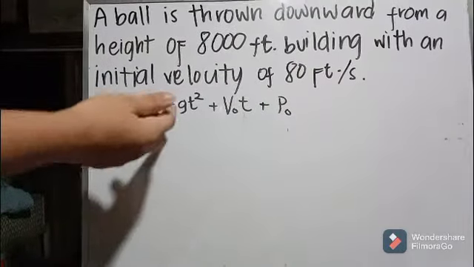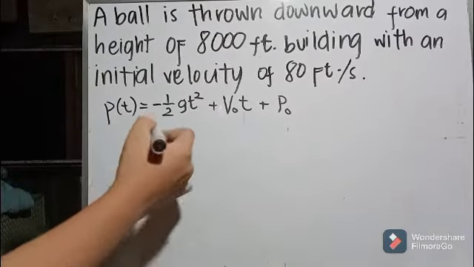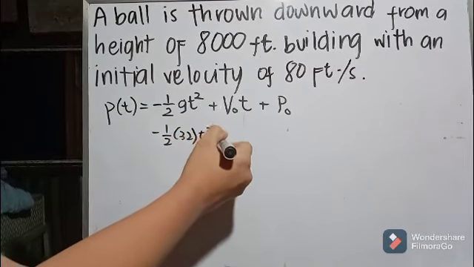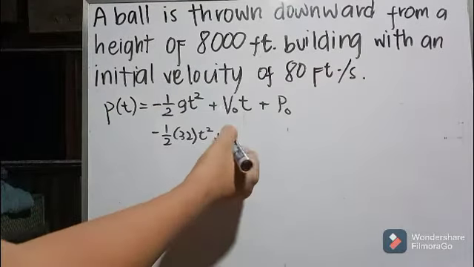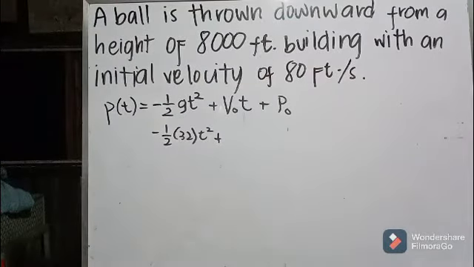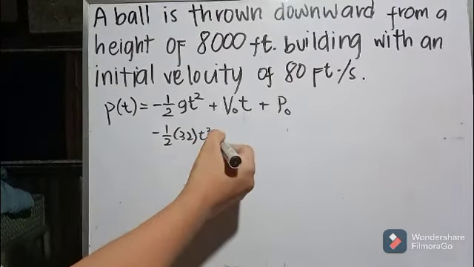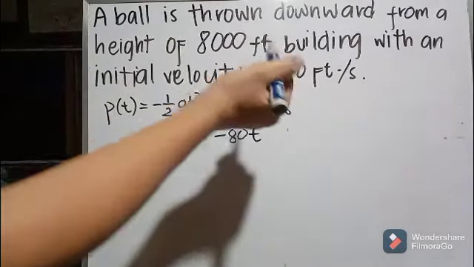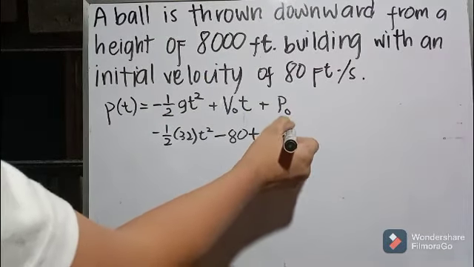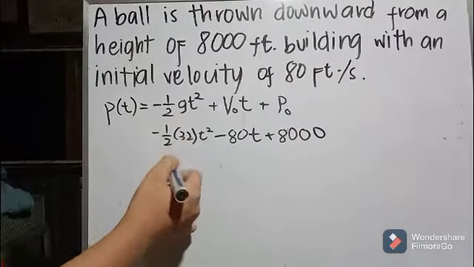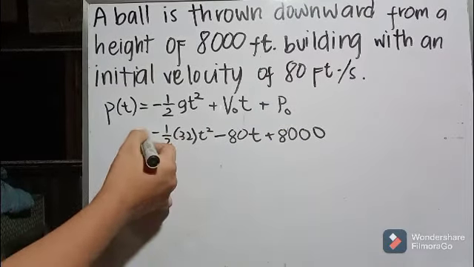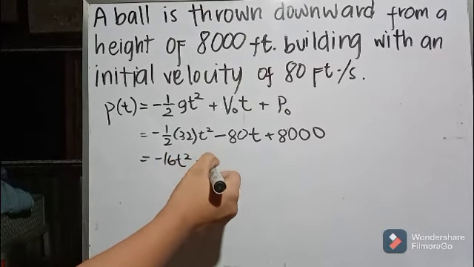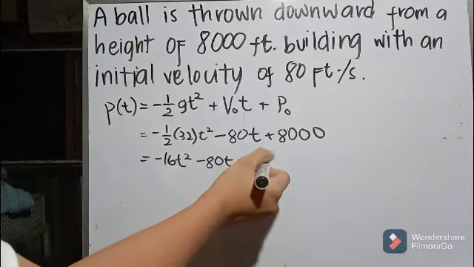So initial gravity in feet is 32, negative 1/2 times 32 T squared, and our initial velocity is 80 feet per second. So because it is downward, so we'll use negative 80 T, and the initial position is 8,000 feet plus 8,000. So it will be negative 32 multiplied by negative 1/2 is equals to negative 16 T squared minus 80 T plus 8,000.